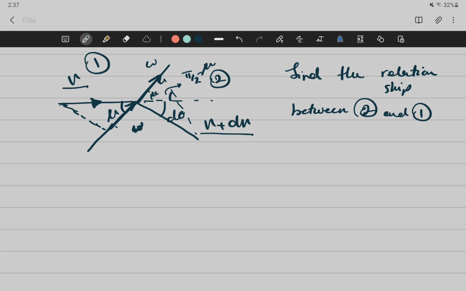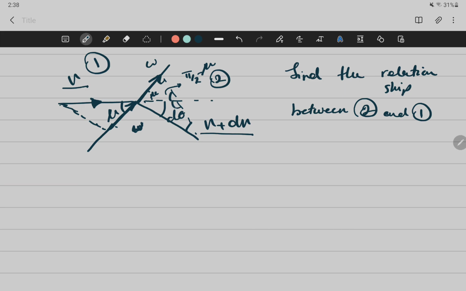I'm not sure I follow what you said. Is that what you're talking about? That angle? Pi over 2 minus mu equals d theta. How did you make that conclusion? Those two lines are not parallel, are they? So you can't make that conclusion.